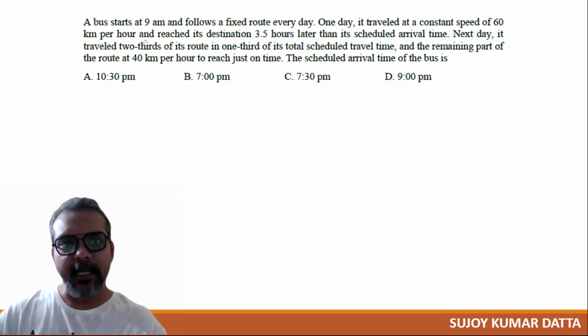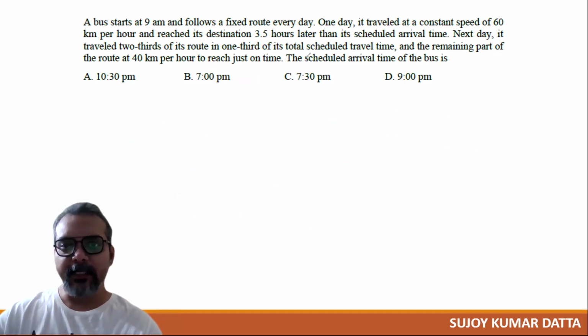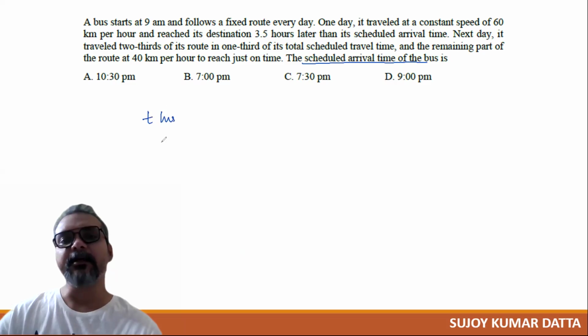So the bus starts at 9 a.m., follows a fixed route. One day it traveled at a constant speed of 60 kilometers per hour and reached its destination 3.5 hours later than its scheduled arrival time. Note that in the last line, they're asking what is the scheduled arrival time. So let's take that as the variable. So let's take T hours as the scheduled arrival time.